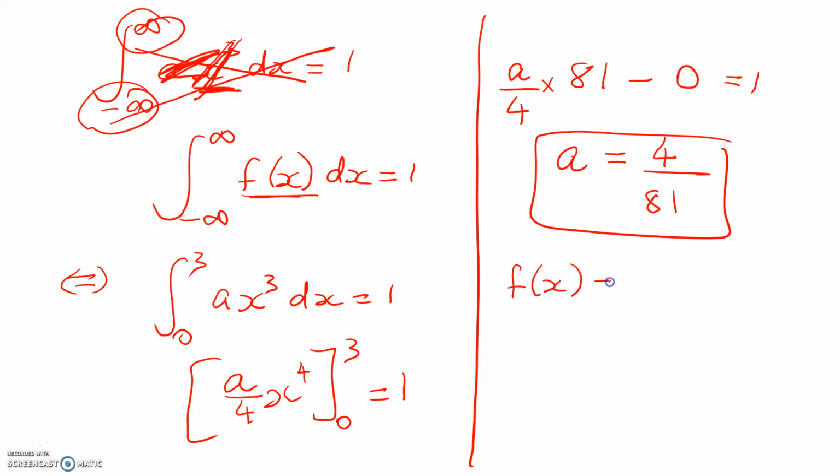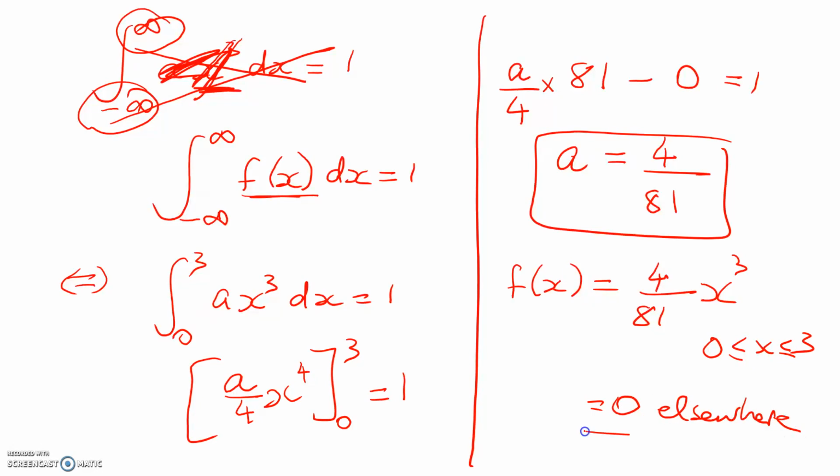f of x is going to be equal to 4 over 81 x cubed for x between 0 and 3, and it's equal to 0 elsewhere. It's a really good habit to get into, not to forget to write that down. Okay, so just to make it really clear that you've really got the idea that there are limits on the domain. Okay, so that's the first thing.